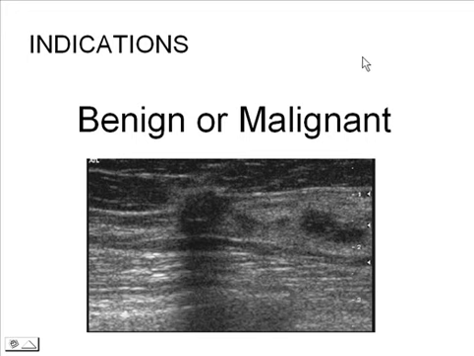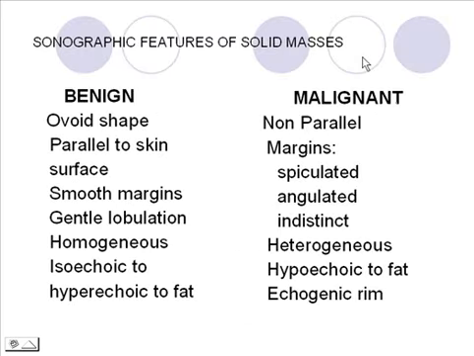I am not going to go into a lot of detail with this now, but there are categories, and I'll refer you to the BI-RADS ultrasound characteristics to differentiate benign from malignant. We'll go through them generally. Benign masses tend to be ovoid in shape, parallel to the skin surface, have smooth margins, gentle lobulation, are homogeneous, and are isoechoic or hypoechoic to the surrounding fatty tissue.